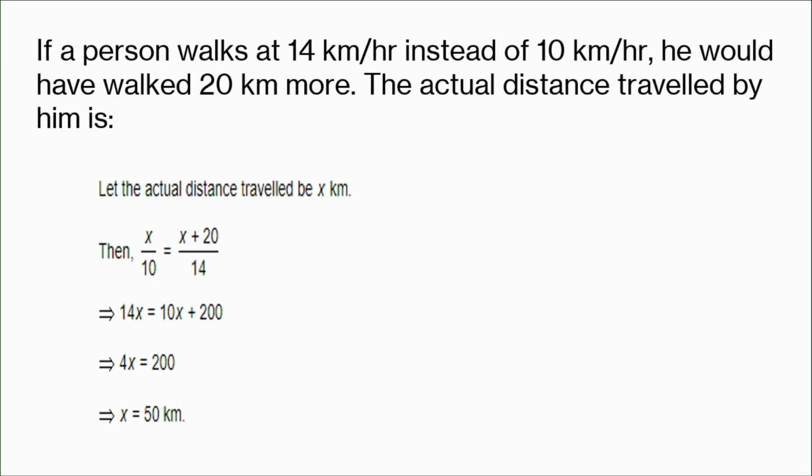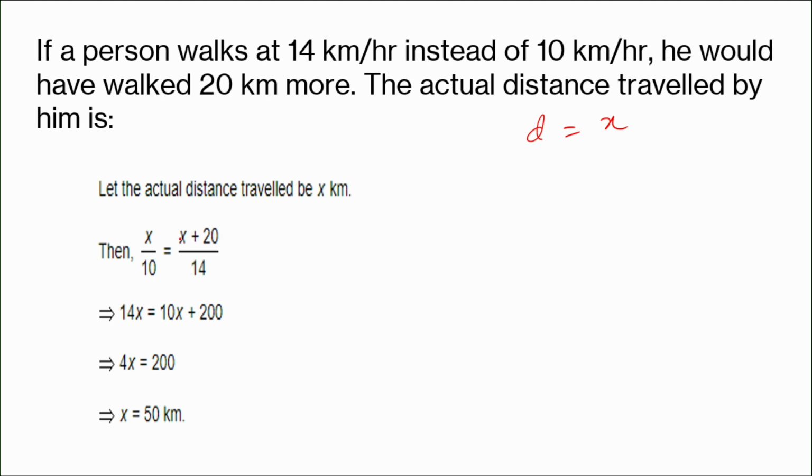We have to find the distance. Say the distance is equal to x, of course x kilometers. Here there are two conditions. What is the condition here? The condition is a person, the actual distance, here the time. So we can say 14 kilometers per hour, when he travels at 14 kilometers per hour.